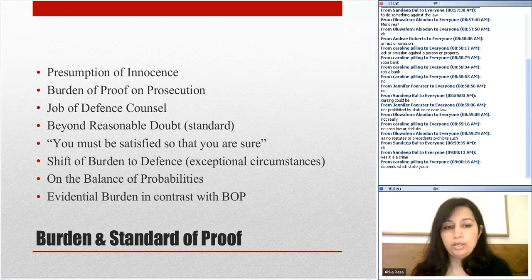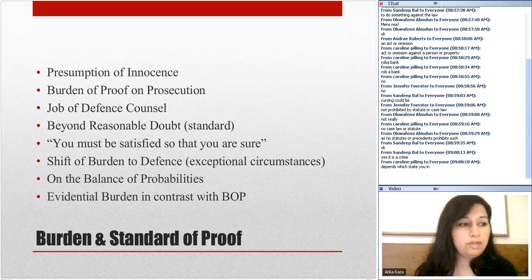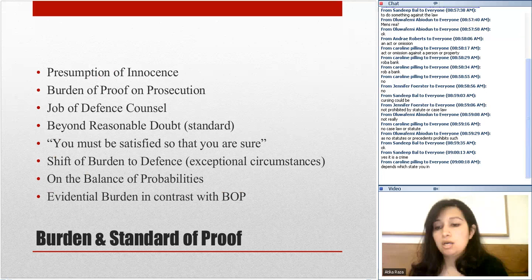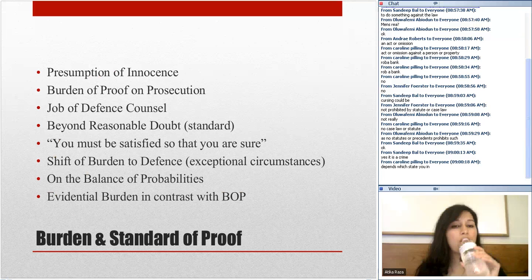Another very important point that you should be learning in your criminal law is the presumption of innocence, or the burden of proof. We call it the burden and the standard of proof. There's a certain thing called the presumption of innocence. The presumption is that a person is innocent until proven guilty.